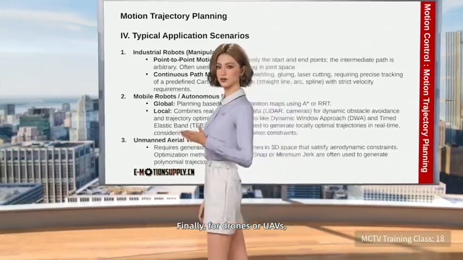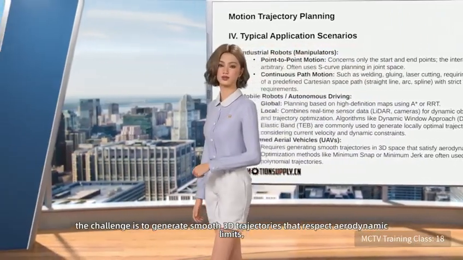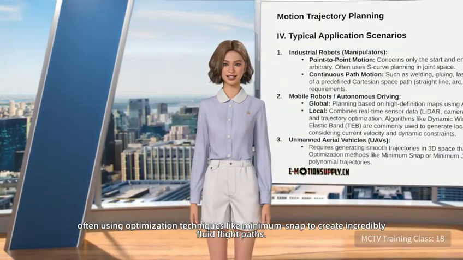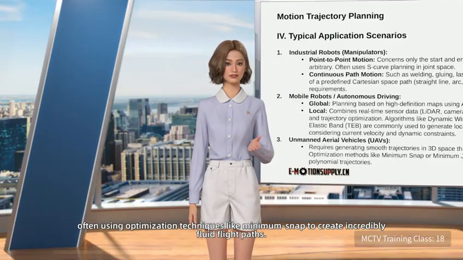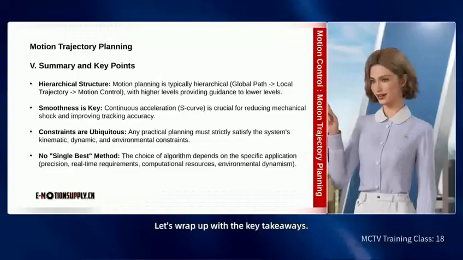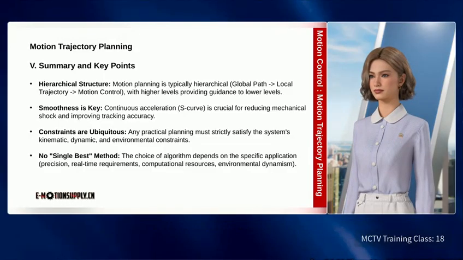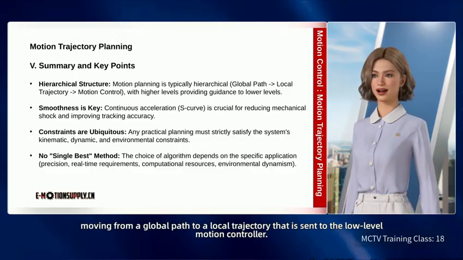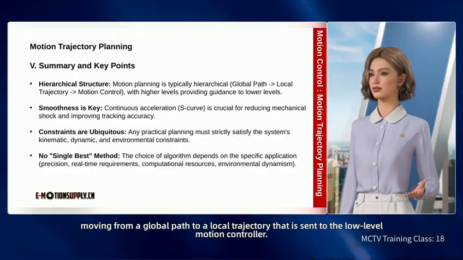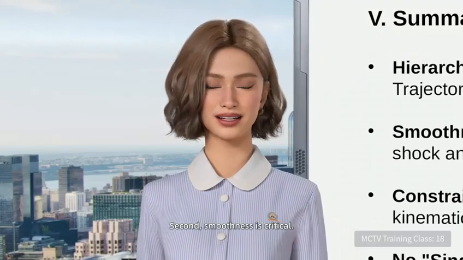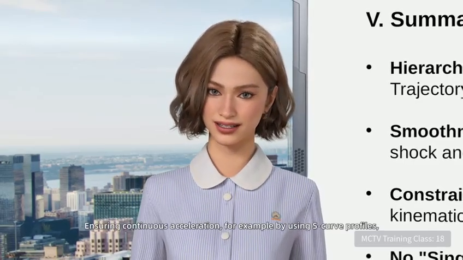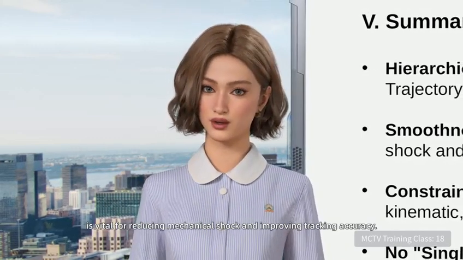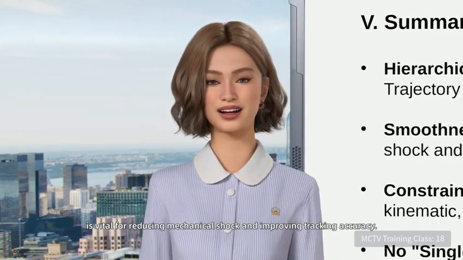Finally, for drones or UAVs, the challenge is to generate smooth 3D trajectories that respect aerodynamic limits, often using optimization techniques like minimum snap to create incredibly fluid flight paths. Let's wrap up with the key takeaways. First, motion planning is inherently hierarchical, moving from a global path to a local trajectory that is sent to the low-level motion controller. Second, smoothness is critical. Ensuring continuous acceleration, for example by using S-curve profiles, is vital for reducing mechanical shock and improving tracking accuracy.